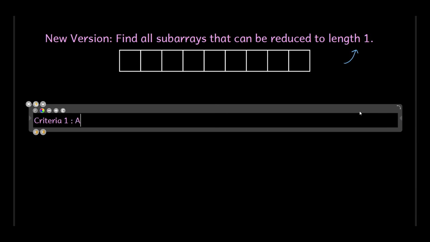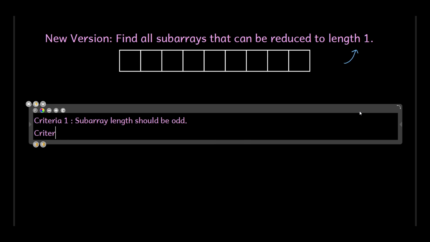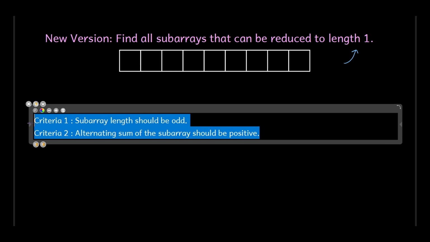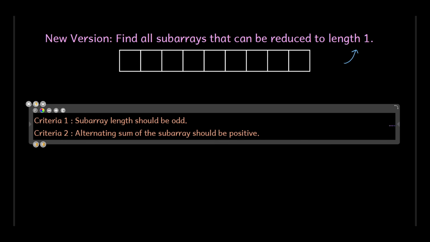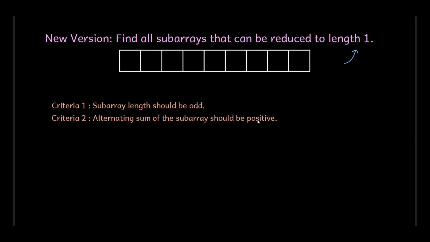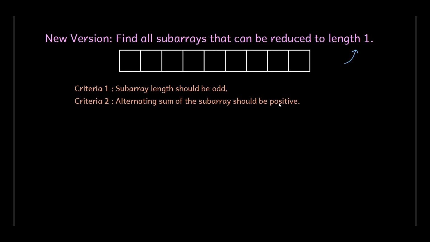Criteria 1 is that the array, or I should say subarray, length should be odd. Only then can it be reduced to length 1, because we said that the parity does not change. And what is criteria 2? Criteria 2 is that the alternating sum of the subarray should be positive. If both of these conditions are satisfied, then the subarray that you are considering can always be reduced down to a length 1 subarray, no matter what strategy you select.